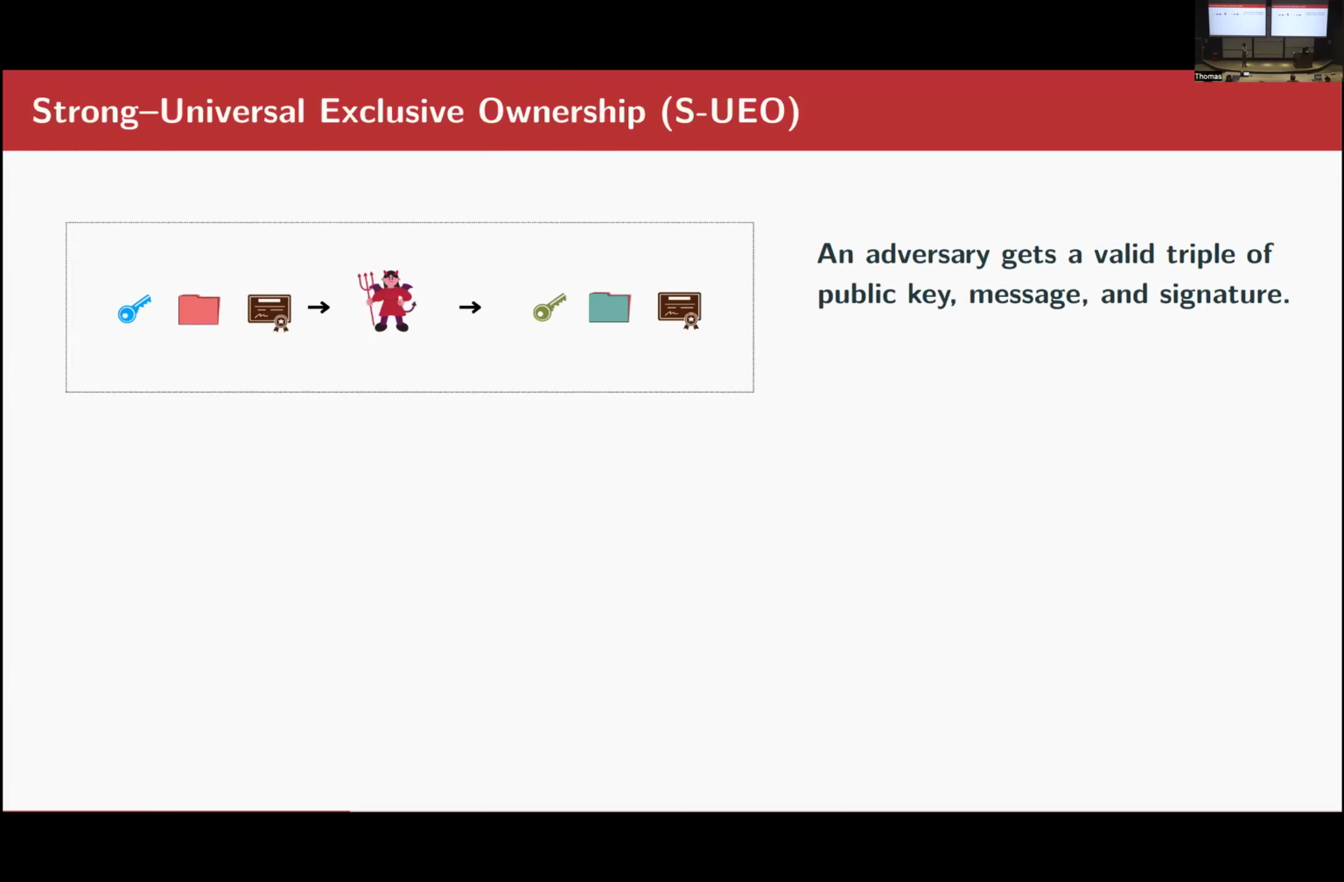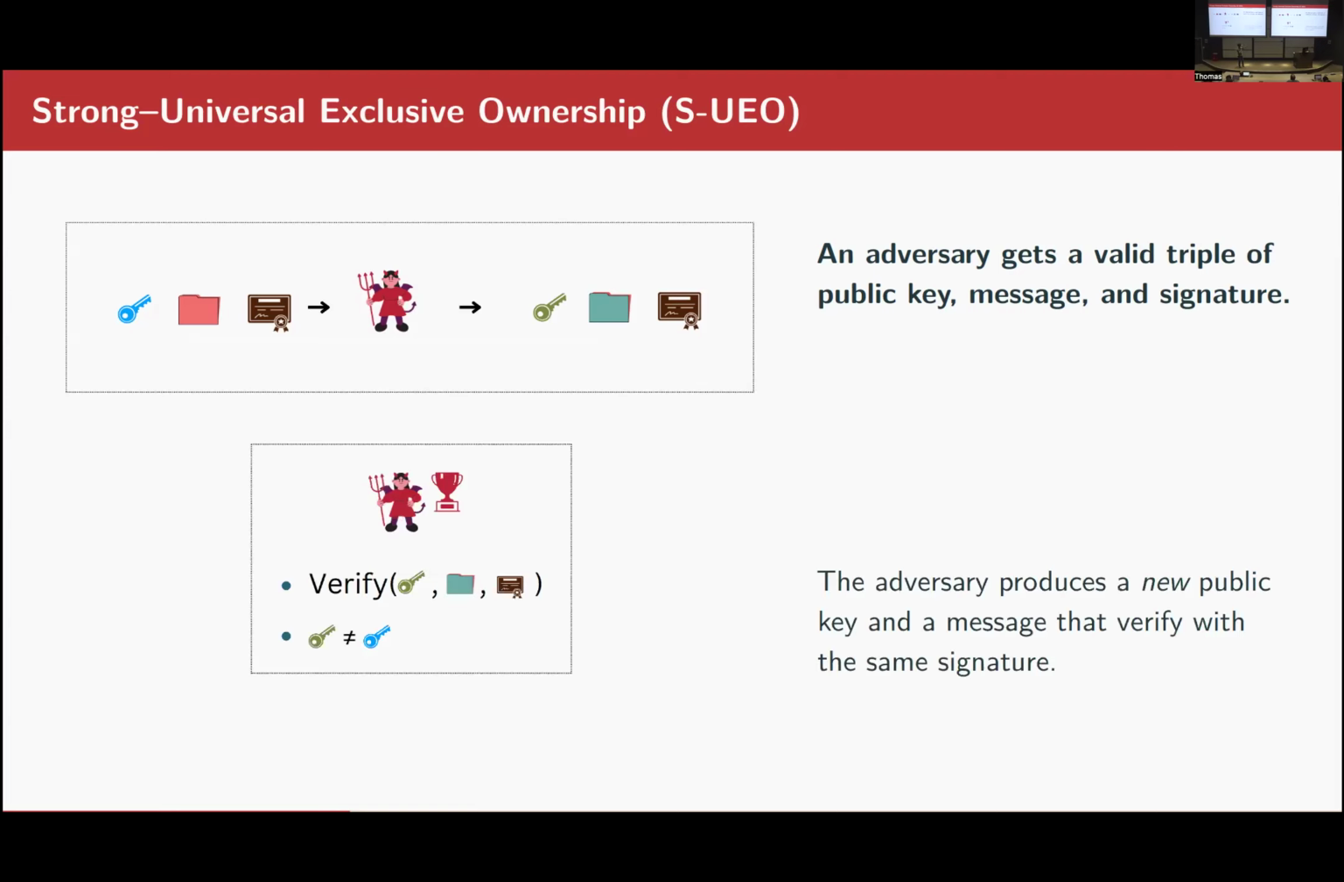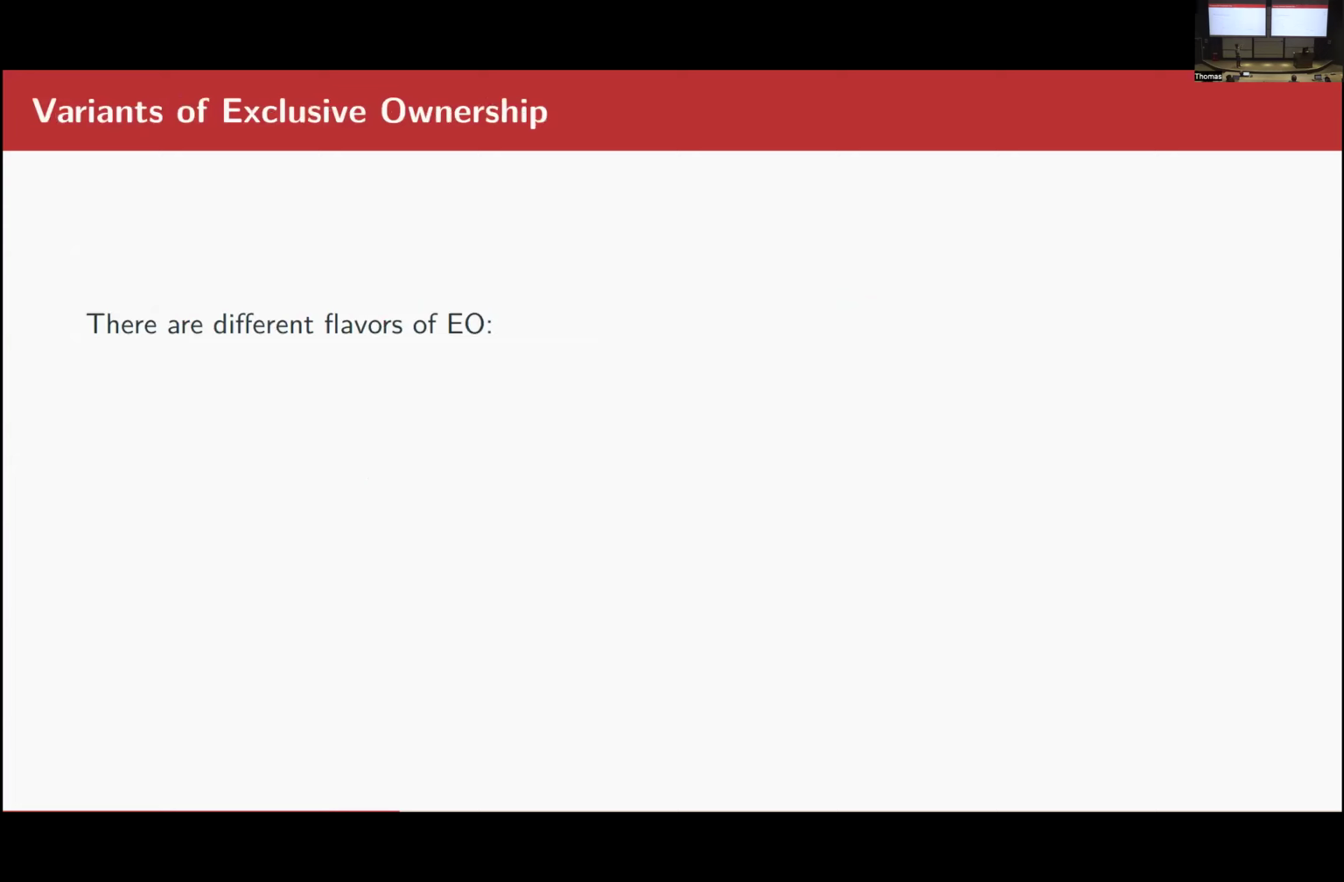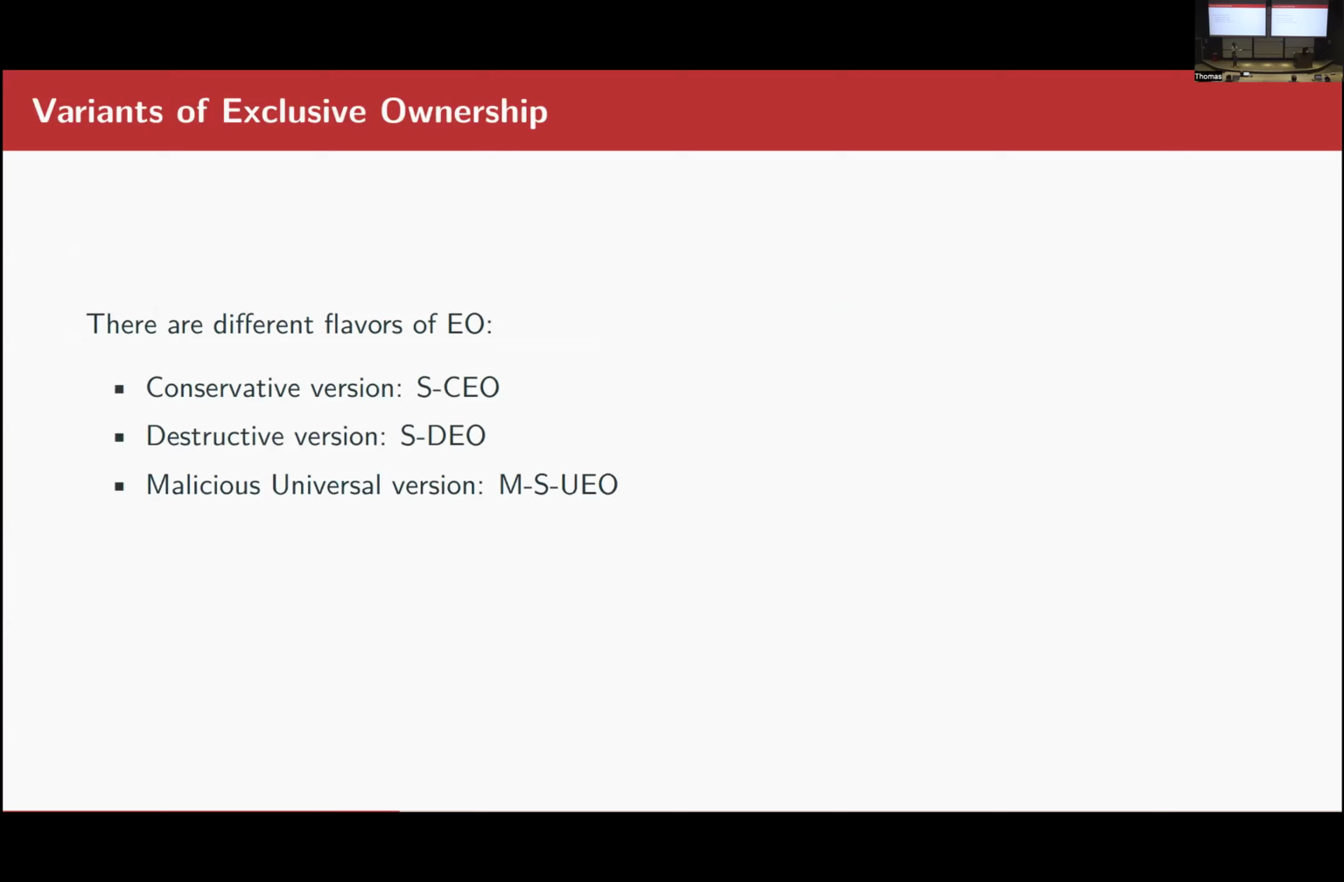The last notion is exclusive ownership, here in the form of strong universal exclusive ownership, where the adversary gets a public key, message, and signature, and is supposed to find a distinct public key, a message, and the same signature. So it wins if the verification holds with this new public key. Here, the message may or may not be changed. This depends essentially on the flavor of exclusive ownership, where we have the conservative version, the destructive version, and the malicious version, which we didn't cover in this work. There is a relation among them, mainly saying whether the message may or may not be changed. And we did the analysis for SEO and SDO here.